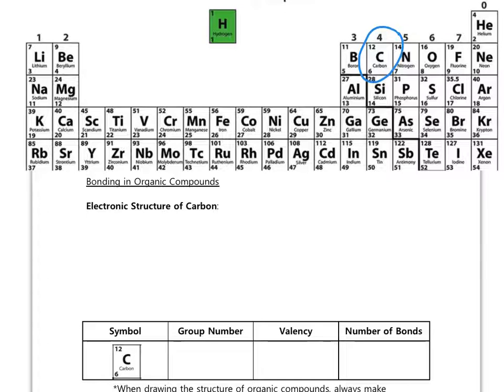Okay, so you can see that its symbol is C, its atomic number is 6, and its mass number is 12. So looking at the electronic structure of carbon, well, I can tell from the atomic number that it has 6 electrons. So let's draw that in now. So if we draw carbon, and then our first shell will contain 2 electrons. And then the second shell will contain 4, because we must have a total of 6 electrons.